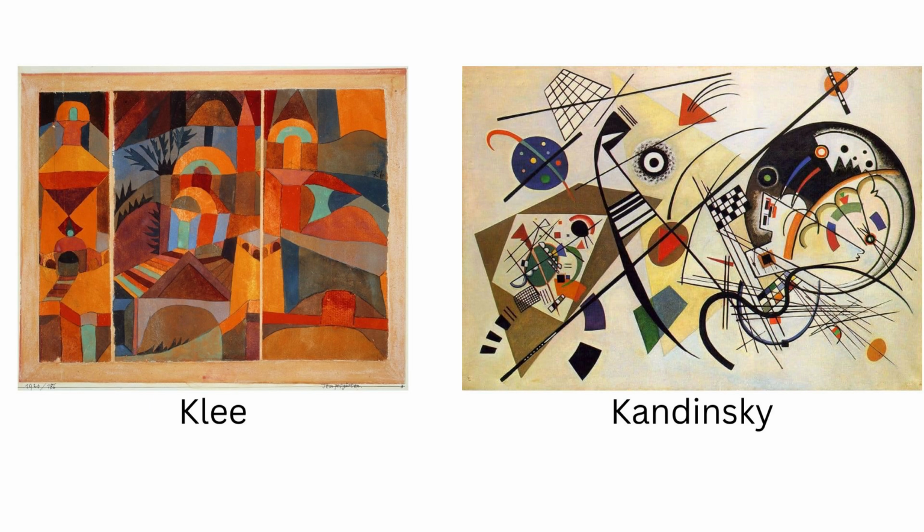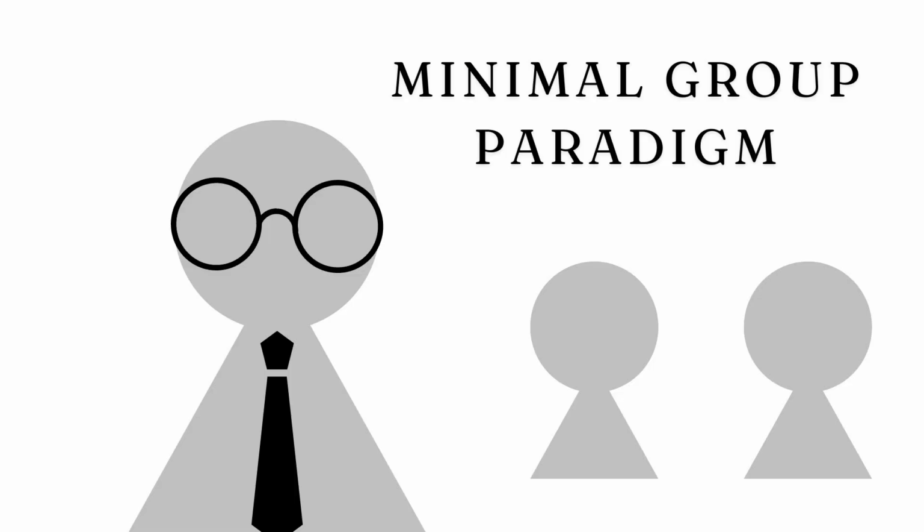What if I told you that knowing which of these two artworks someone liked changed how you treated them? Well, that's what a group of psychologists in the 1970s discovered in an experiment known as the minimal group paradigm.